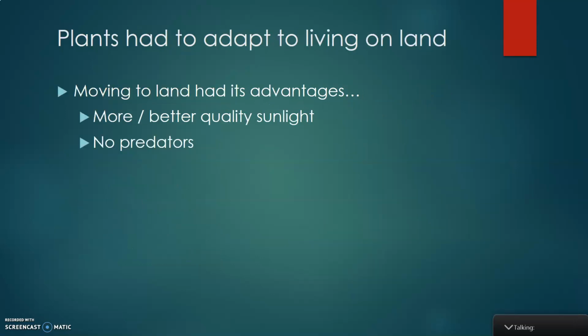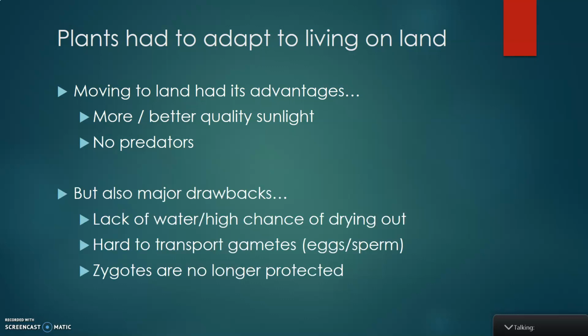And so first, it's important to think about how plants had to adapt to living on land. Moving to land was an advantage for plants because it gave them more access to better quality sunlight. And sunlight is how they ultimately make their food, and so it led to better nutrition. And in addition to more food, there were also fewer predators on land for plants. And so plants wanted to be able to move to land, but there were some drawbacks that held them back from being able to colonize land in the way that they wanted to.